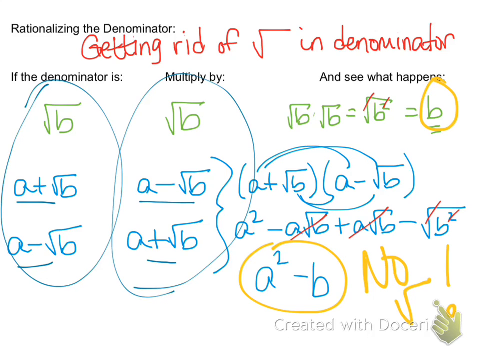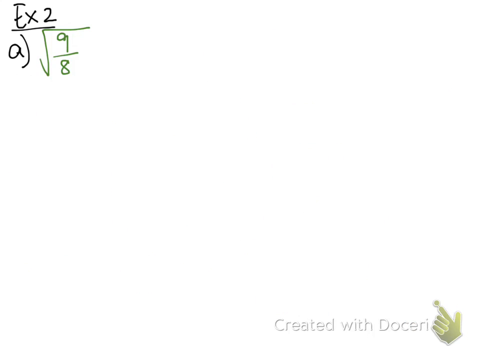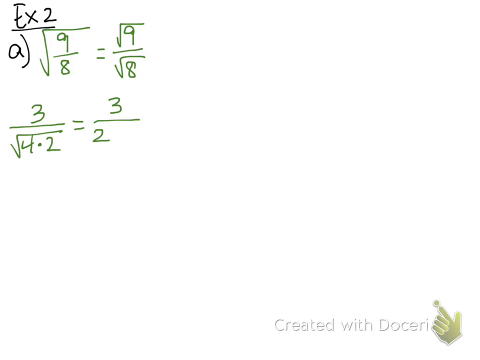So let's look at a couple examples. If I have the square root of 9 over 8, well, I could break this up, of course. And then the square root of 9 is 3. The denominator is the square root of 4 times 2. And so I have 3, and then the square root of 4 is 2, and I still have this square root of 2 inside the radical. But now I can't have a radical in the denominator.